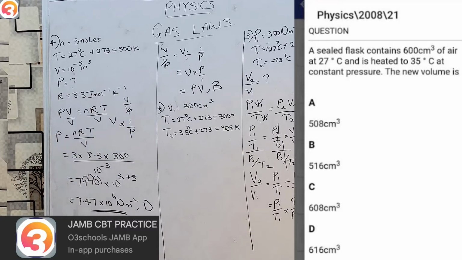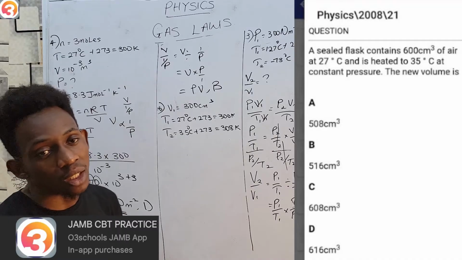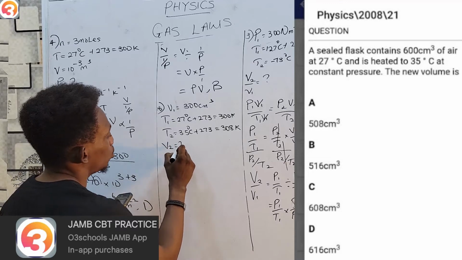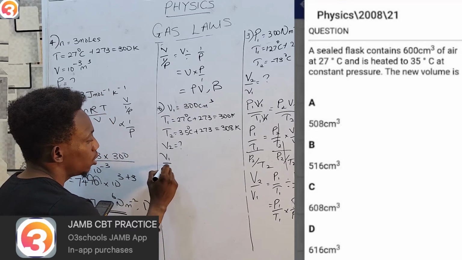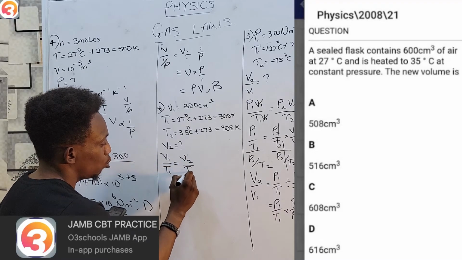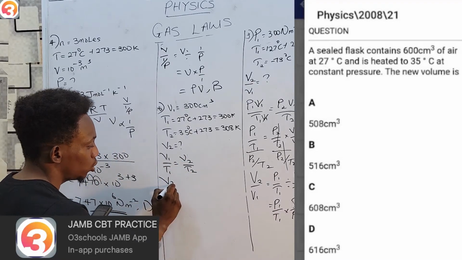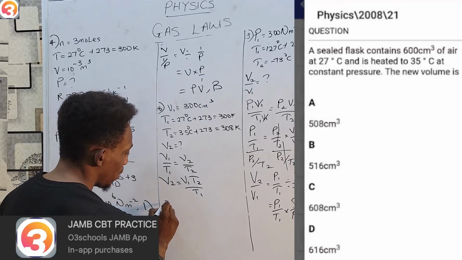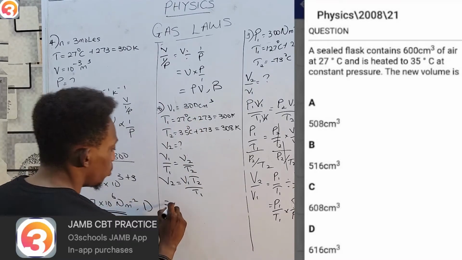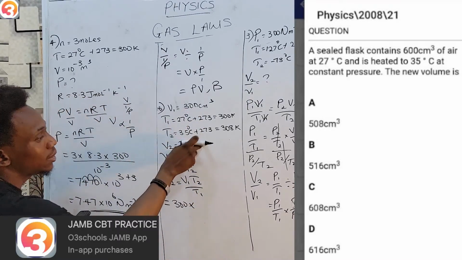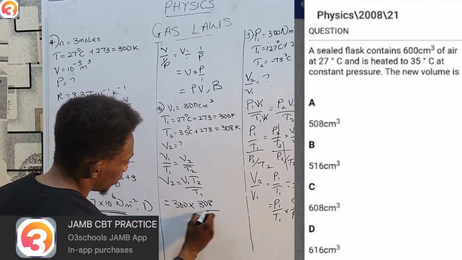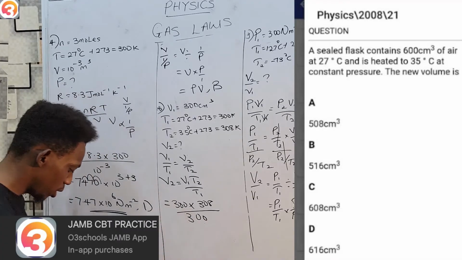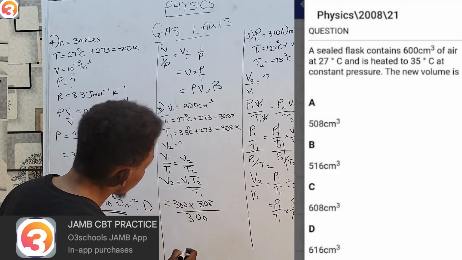At constant pressure, we are having volume and temperature changing. That must be Charles' law. The new volume is what? I want to find V2. Just remember your formula for Charles' law. V1 over T1 equals V2 over T2. And if I cross multiply, V2 must equal V1 times T2 over T1. What's my V1? My V1 is 300. What's my T2? My T2 is 308. And my T1 is 300 as well. Which means all I simply have to do is divide.